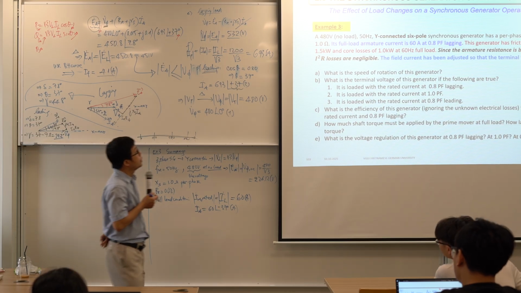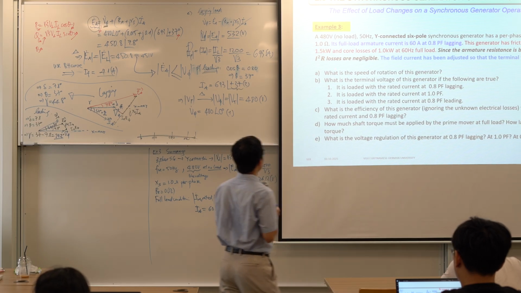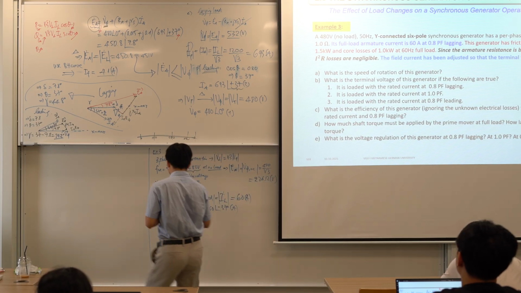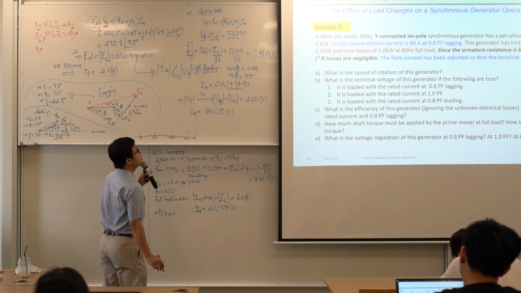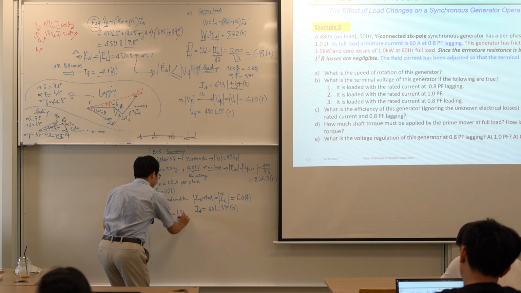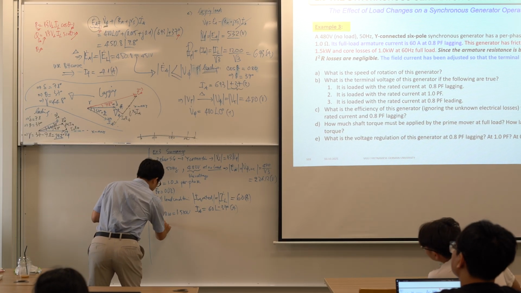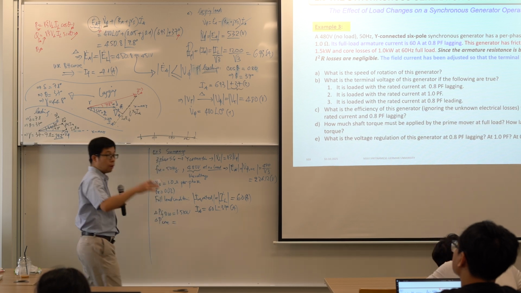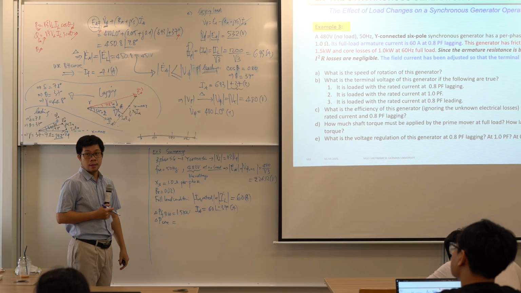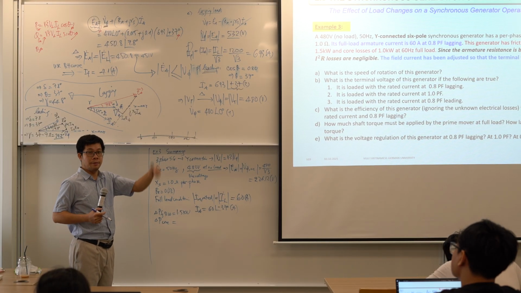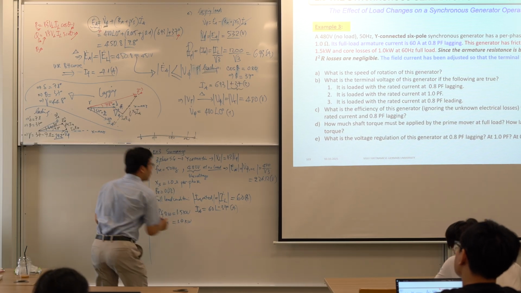Yes. What else? This generator has friction and windage losses of 1.5 kilowatt, core losses of 1.0 kilowatt. So that means friction and windage loss is 1.5 kilowatt, and the core loss. Right? The core loss is the combination of hysteresis loss and eddy current loss. Remember that? Yeah. And you get 1.0 kilowatt.